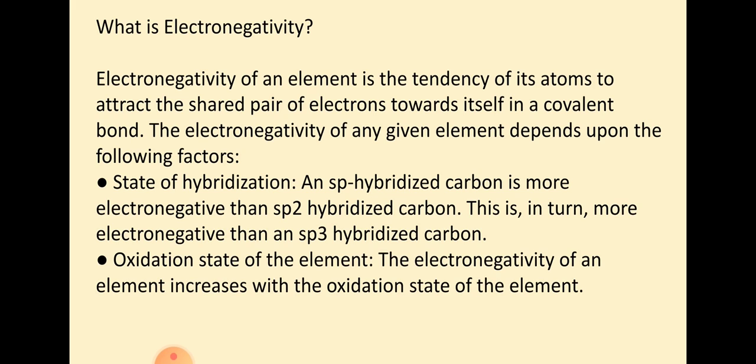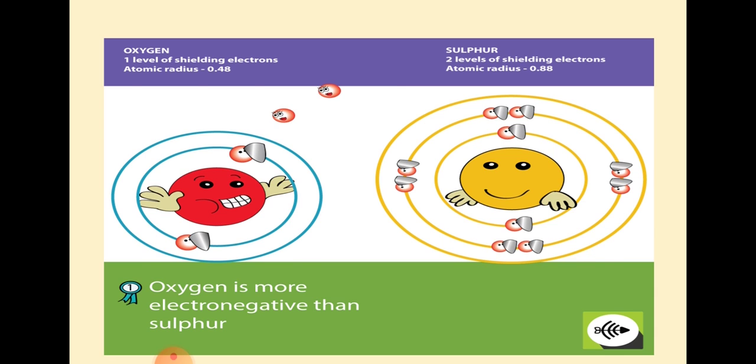You can see that the electronegativity of any given element depends upon two factors. Number one, state of hybridization. An sp hybridized carbon is more electronegative than sp2 hybridized carbon, and this in turn is more electronegative than sp3 hybridized carbon. Number two, oxidation state of the element. The electronegativity of an element increases with the oxidation state of the element.